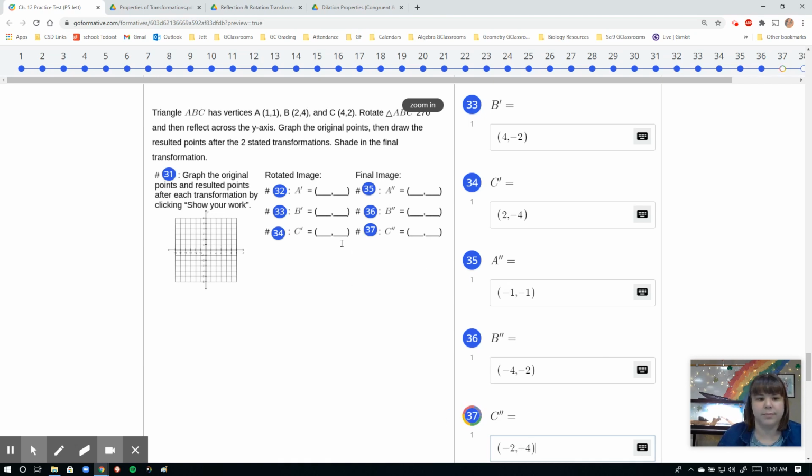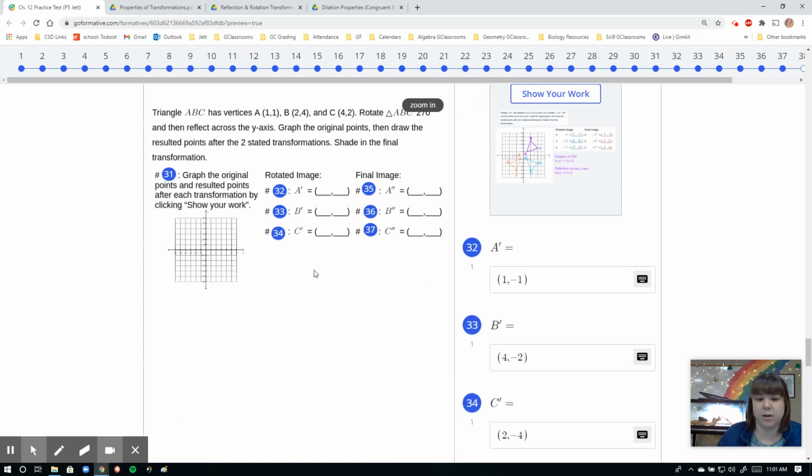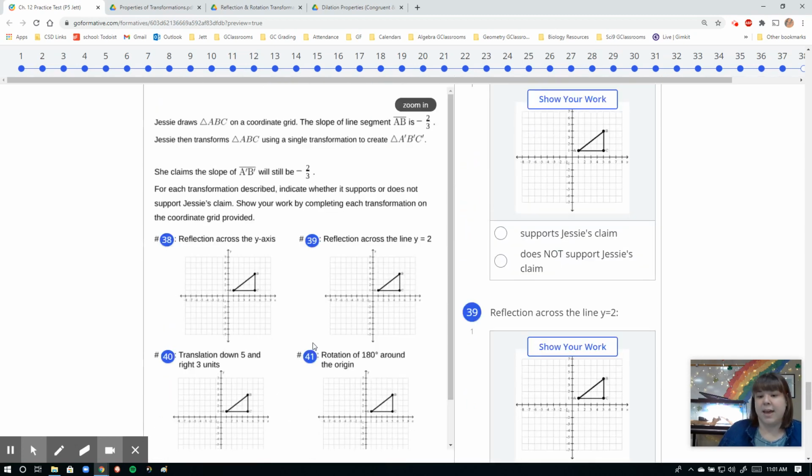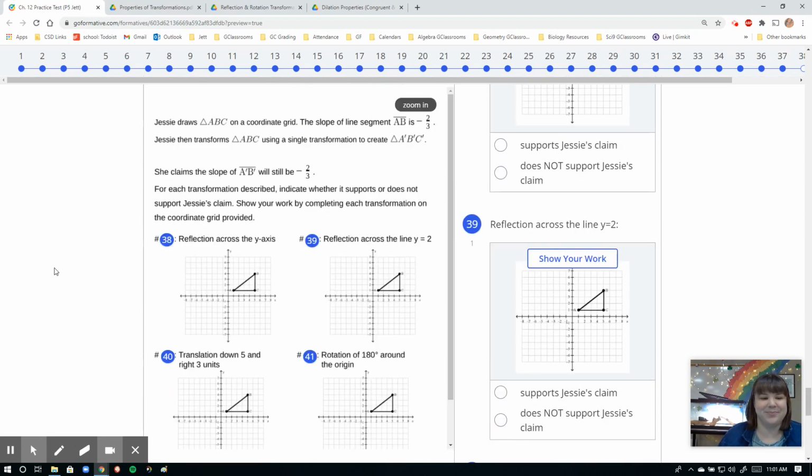Alrighty. So that's it for that one. We showed our work. We graphed both of our transformations. We put our final points. Here's the last problem. So here we go.